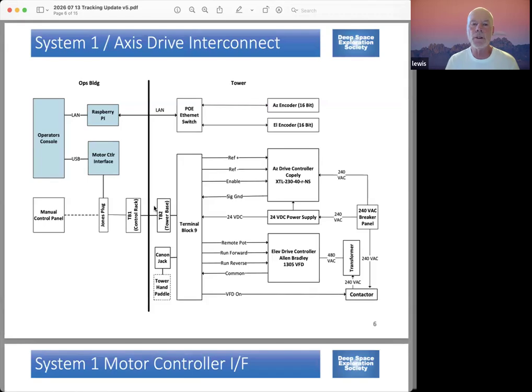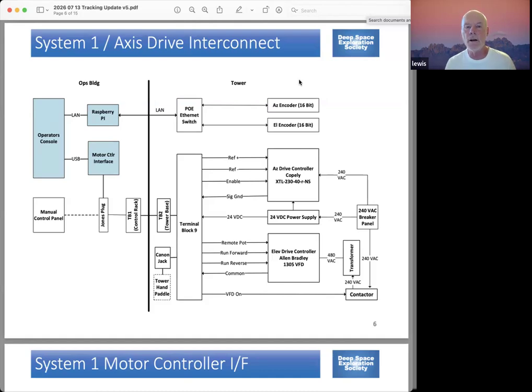So from that terminal block, the well-known Jones plug is connected to it. And that Jones plug can be either connected to the manual control panel, in which case you control the mount from that panel, or it can be connected to the motor controller interface on system 1. And in that case, the operator console controls it.